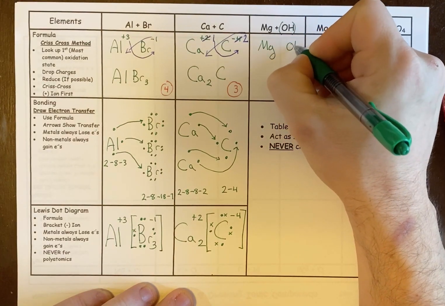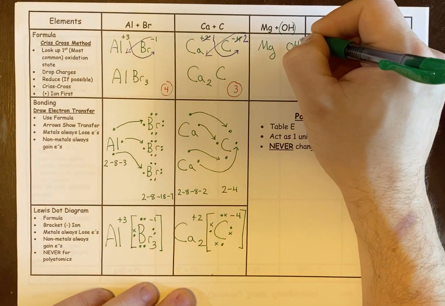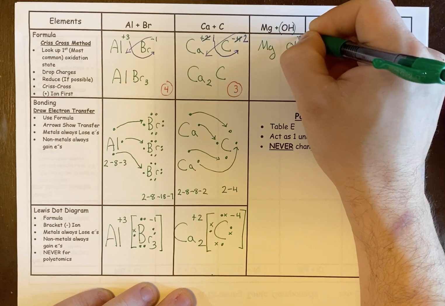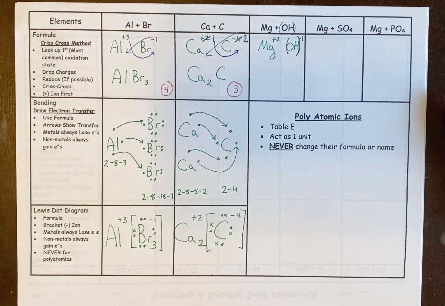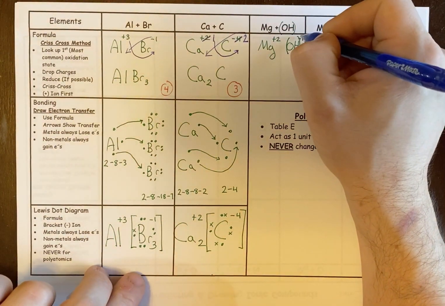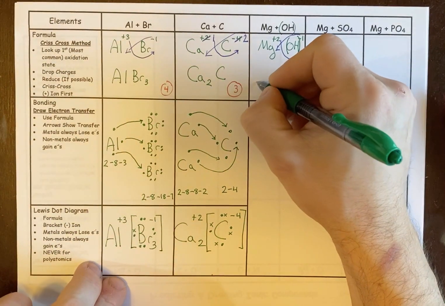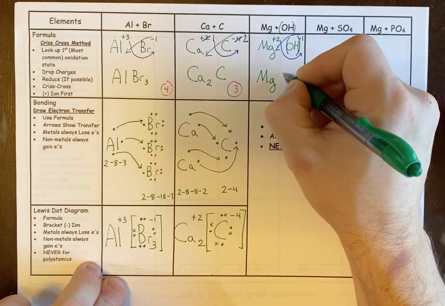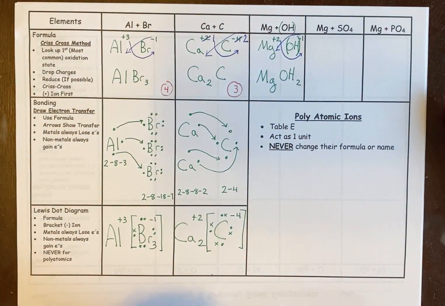So, Mg and OH as a group. OH, if you look on table E, has an oxidation state of -1, and that's not the H, that's the OH as a group, and Mg is +2. So we reduce if possible, crisscross, and my final formula is Mg OH 2.